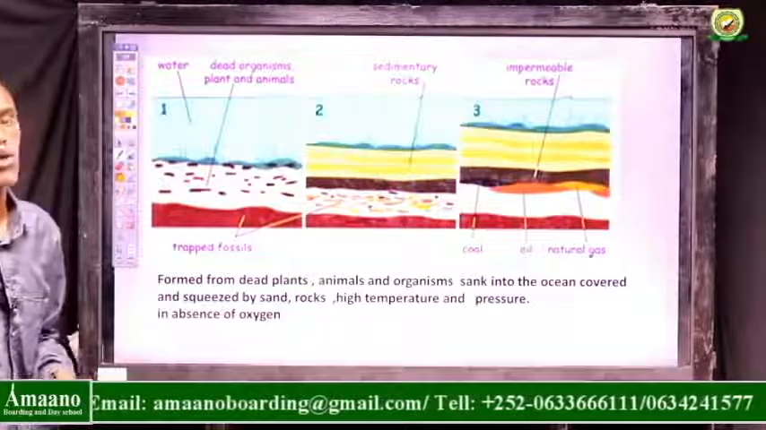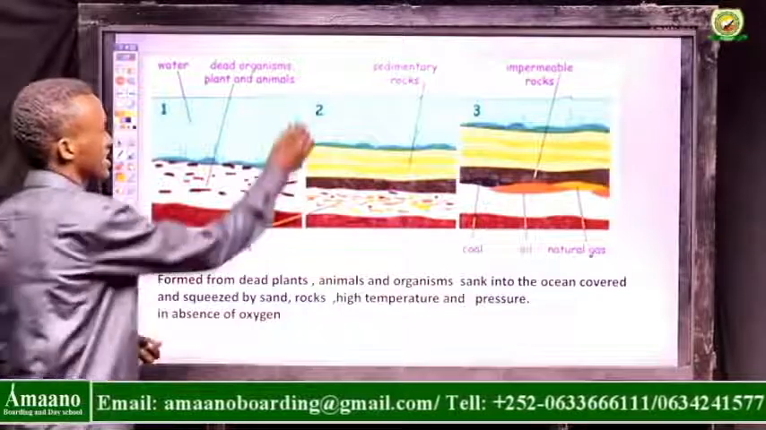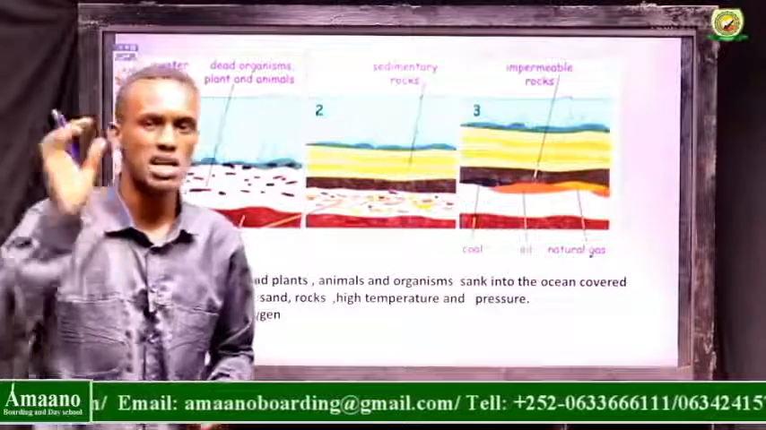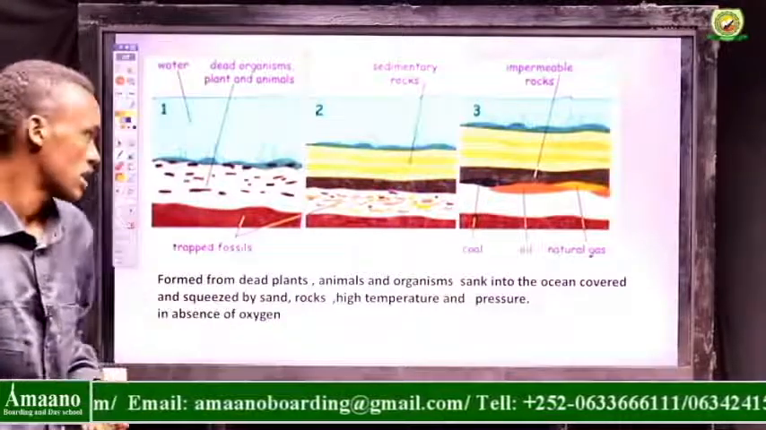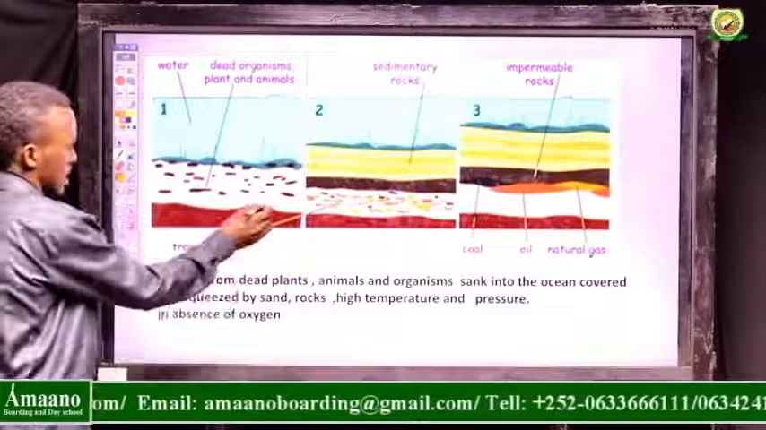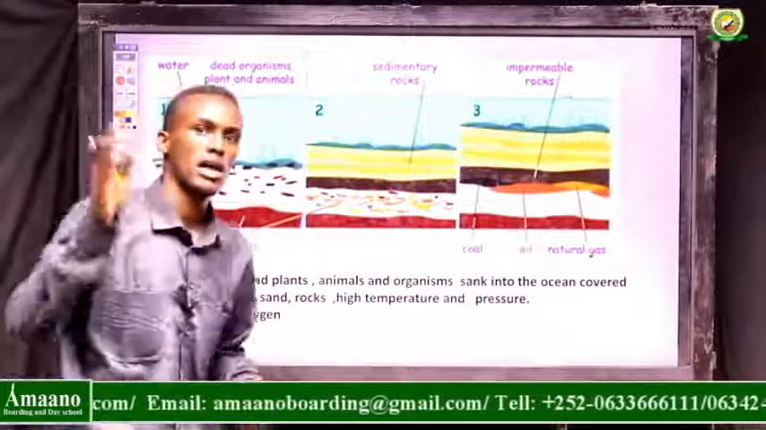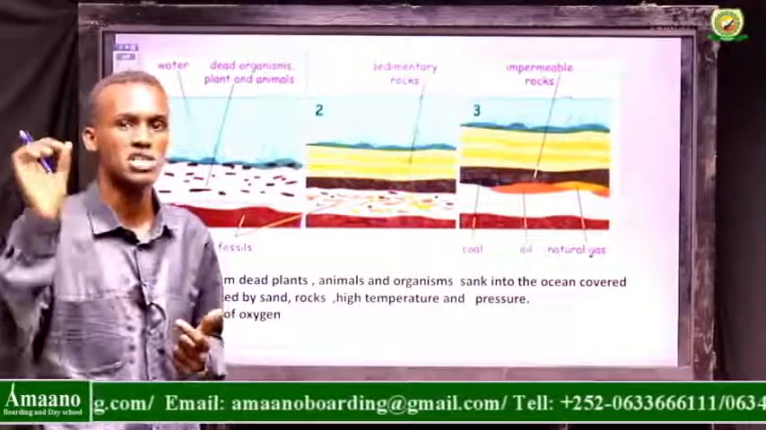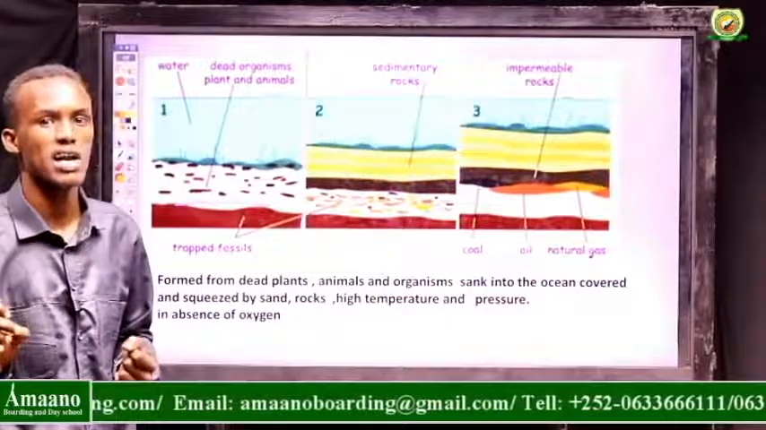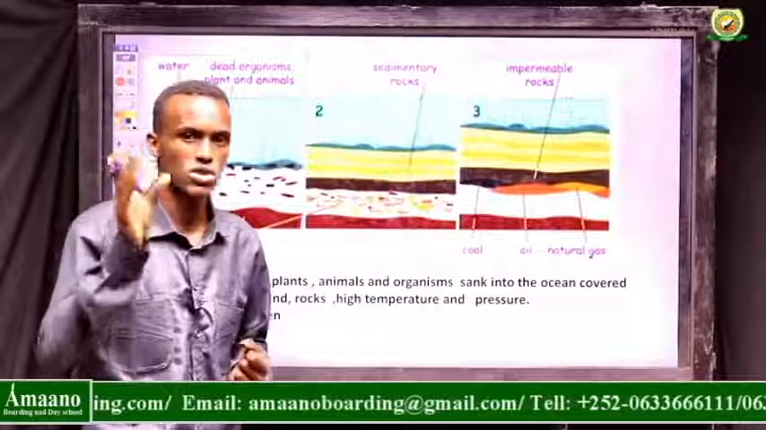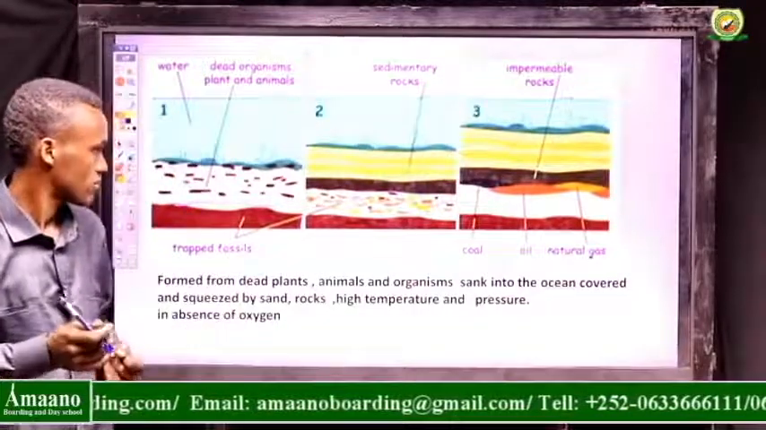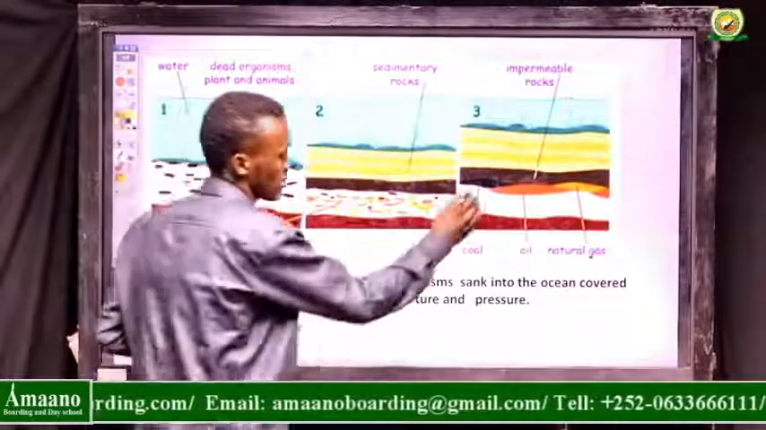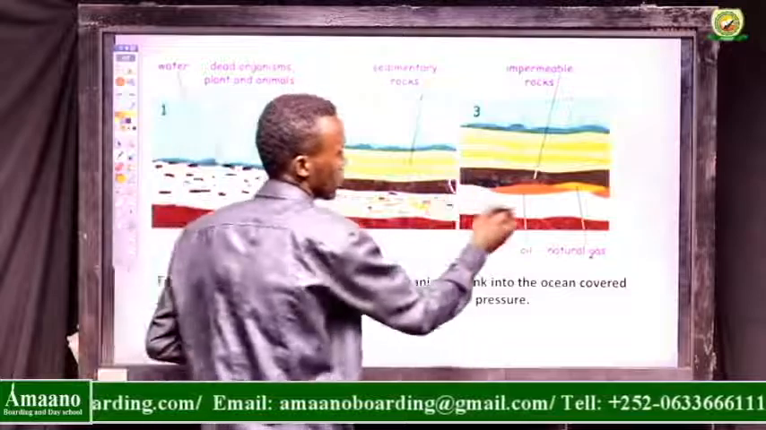The steps of how fossil fuels are formed: first stage, or stage 1. Dead organisms, animals and marine plants sink down into the earth. Then they are covered by sands and rocks in high temperature and high pressure in the absence of air. Because of these conditions, fossil fuels form.